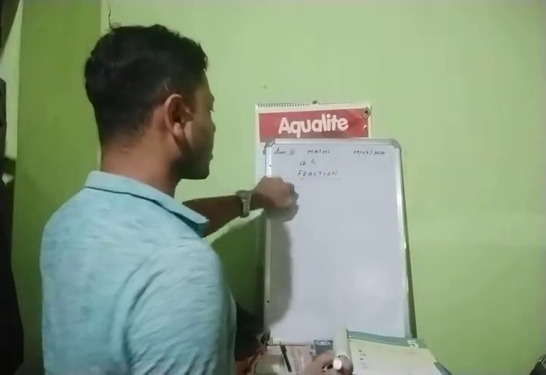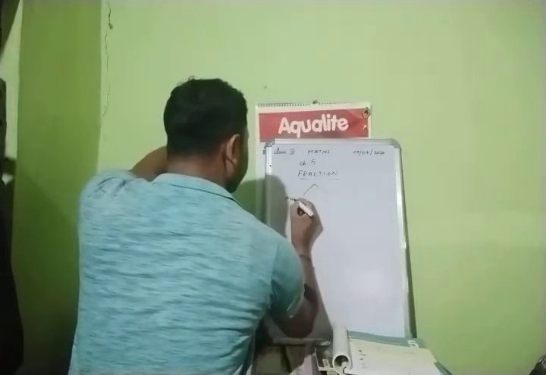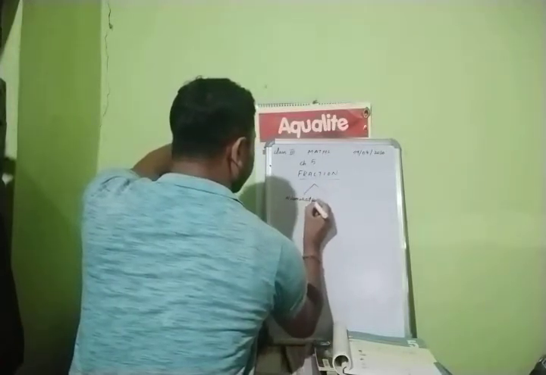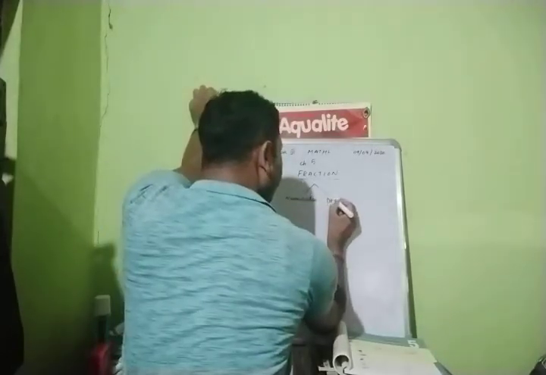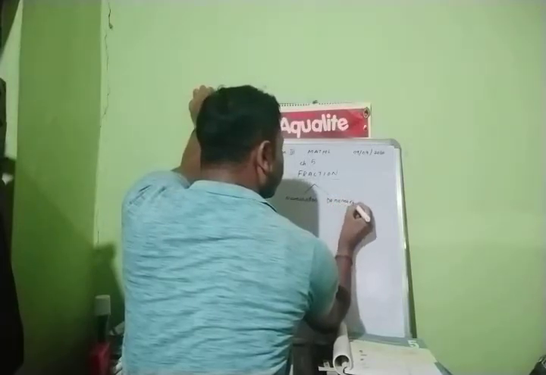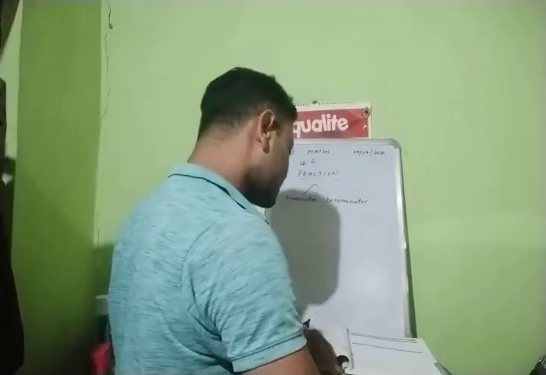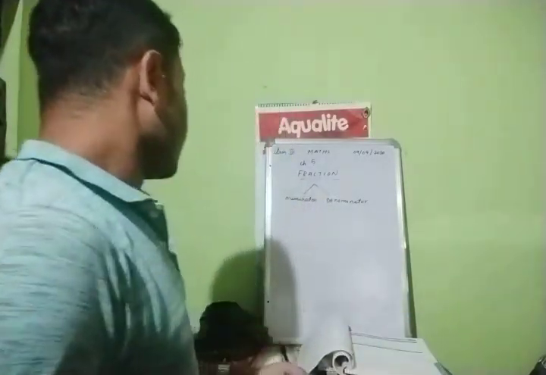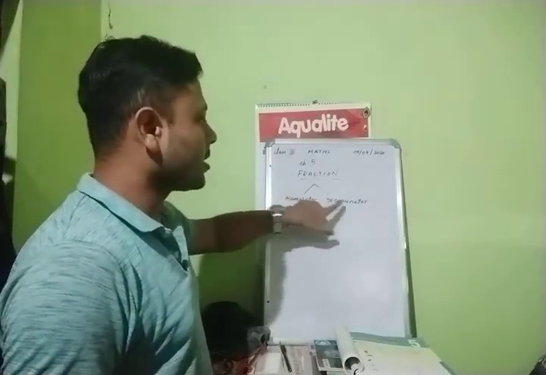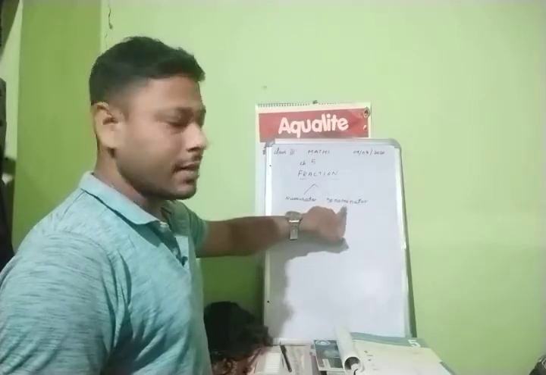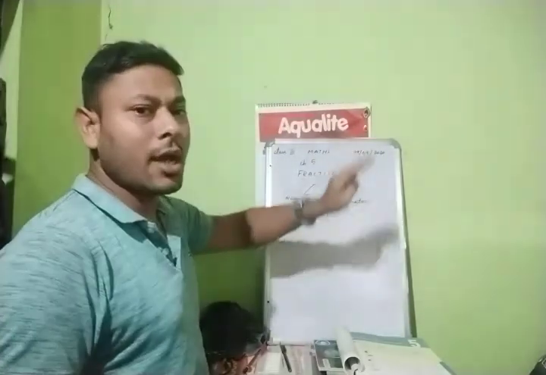Now this fraction has two parts. One is the numerator, and another one is the denominator, right children? Fraction has two parts. One is your numerator, another one is your denominator. Numerator will always be on the top and denominator always on the bottom.